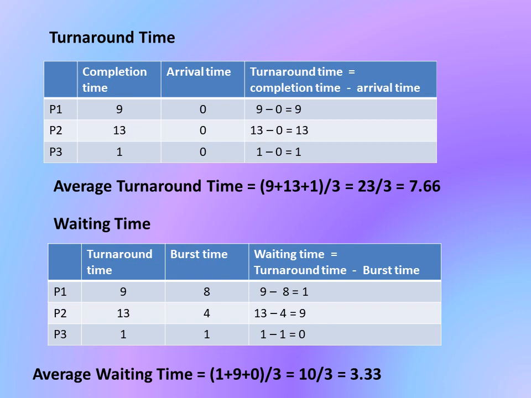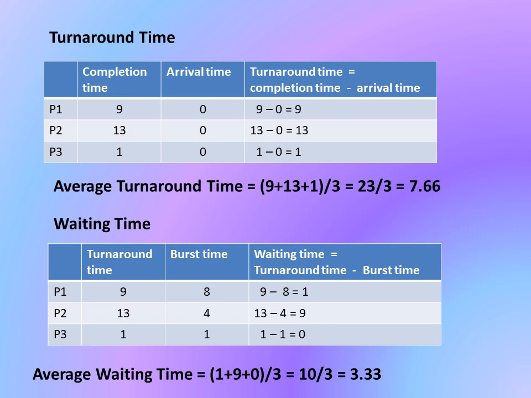The waiting time for P2 is 9. The turnaround time for P2 is 13 and the burst time is 4. So 13 minus 4 is equal to 9. And let us calculate waiting time for P3. The waiting time for P3 is 0. The turnaround time of P3 is 1 and the burst time of P3 is 1. So 1 minus 1 is equal to 0.